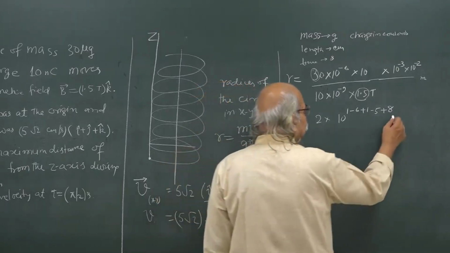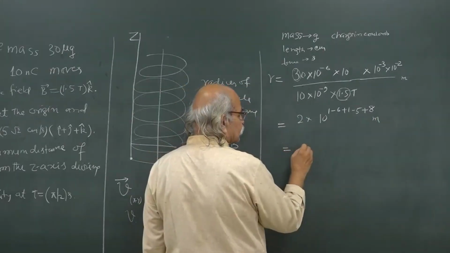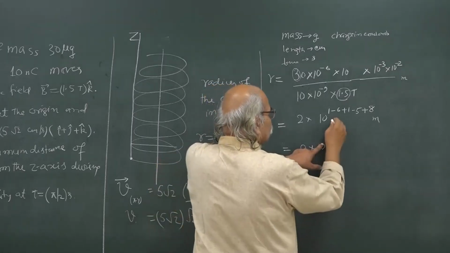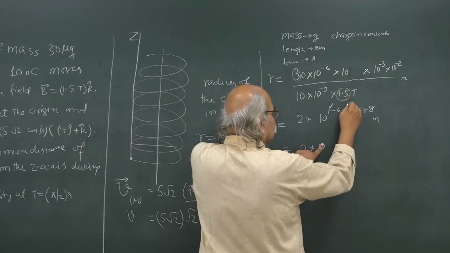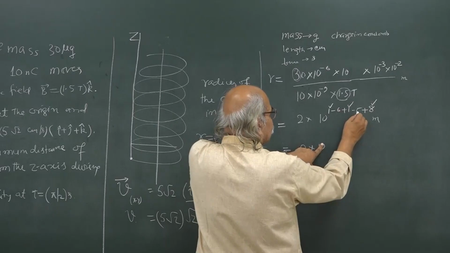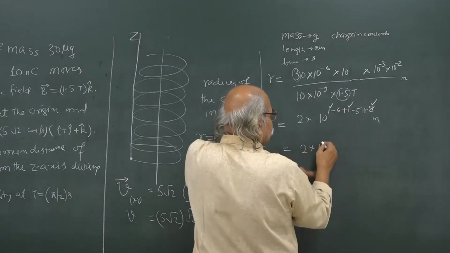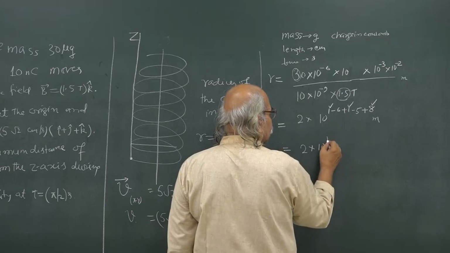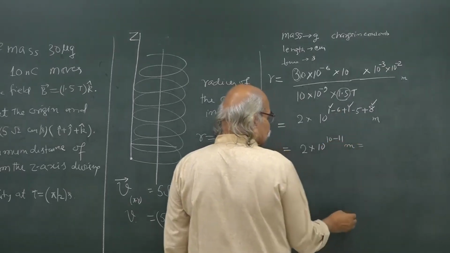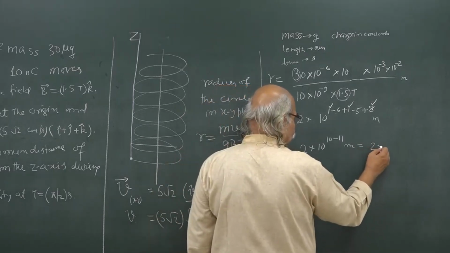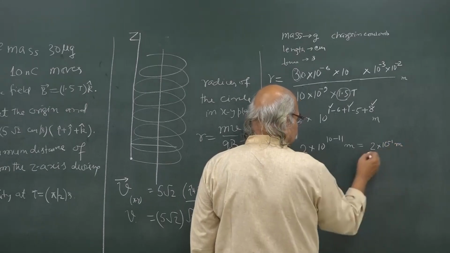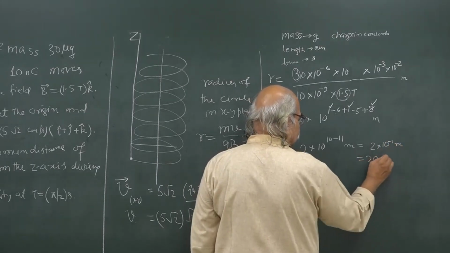So, these many meters. So, that is 2 into 10 power... How much is the power? Plus 1, 2, 10, and minus 6 and minus 11. So, in plus you have 10 and in minus you have 11. So, these many meters. So, this is 2 into 10 power minus 1 meter, that is 20 centimeters.